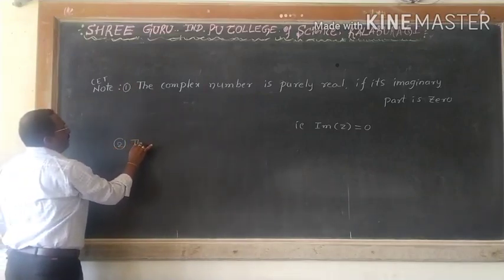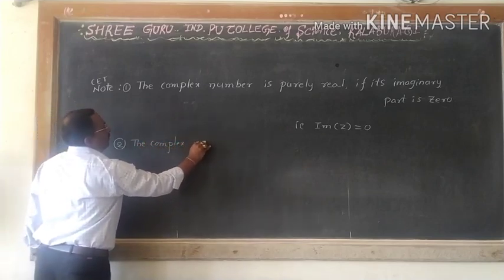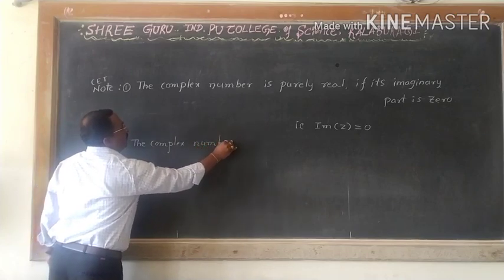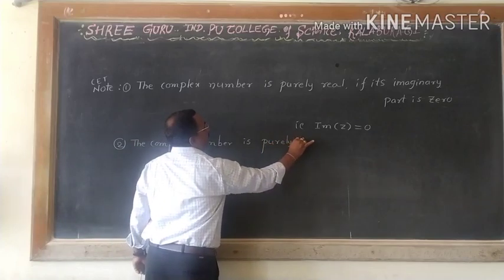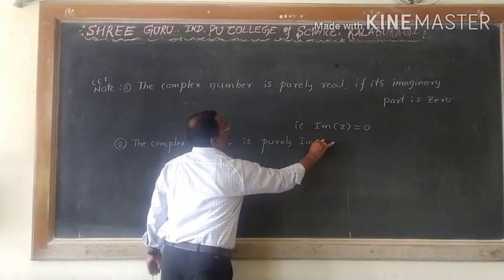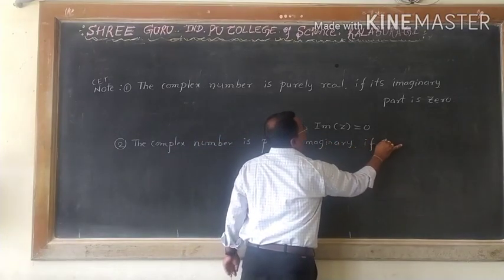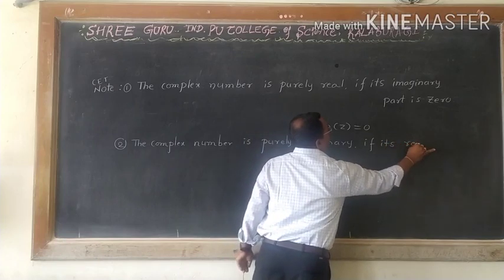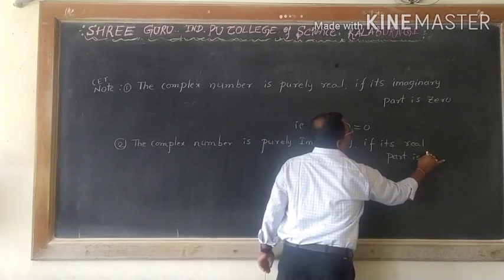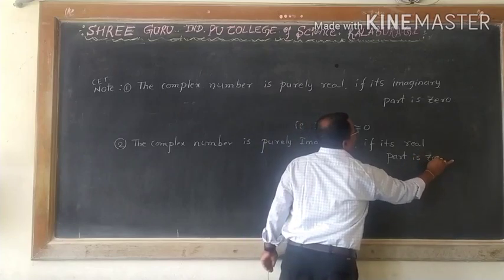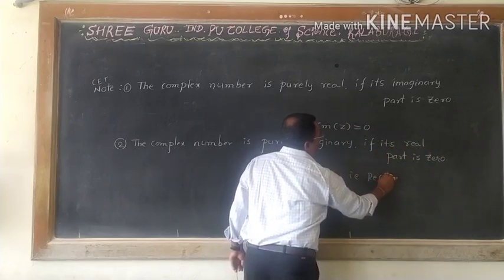The complex number is purely imaginary if its real part is 0. That is, Re of z is equal to 0.